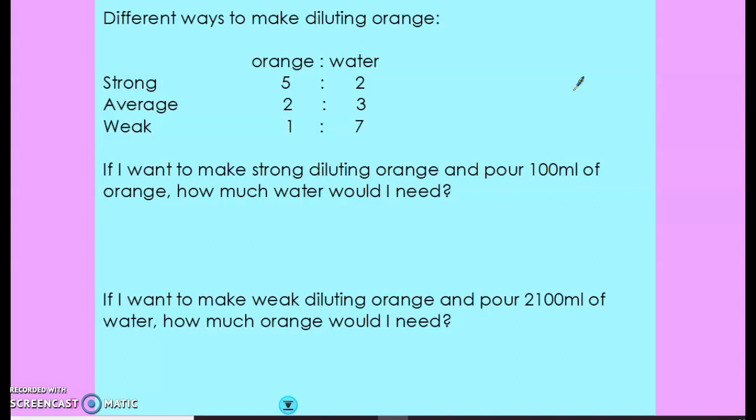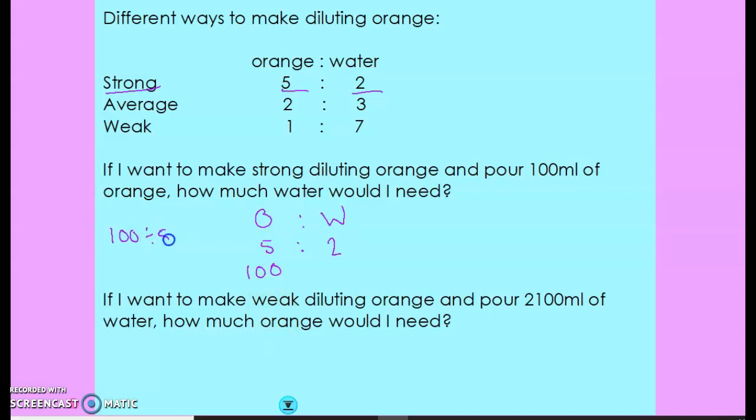If I want to make strong diluting juice and I put in 100 ml of orange, how much water do I need? I'm looking at strong. So my ratio of orange to water is 5 to 2. Got 100 ml of orange. So underneath the orange, I put my 100. These are the two numbers to do with my orange.